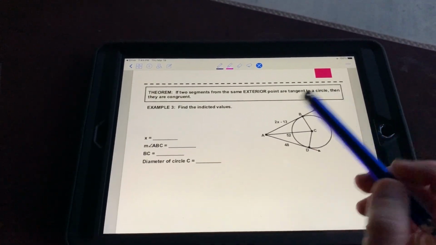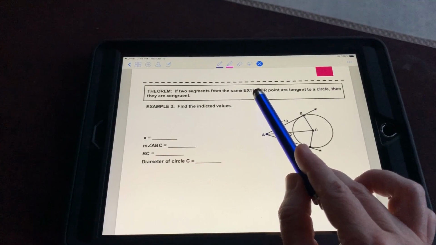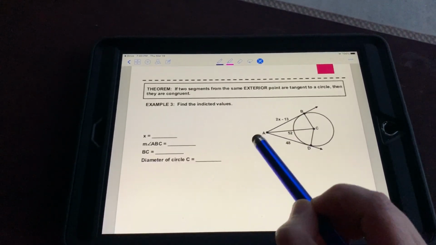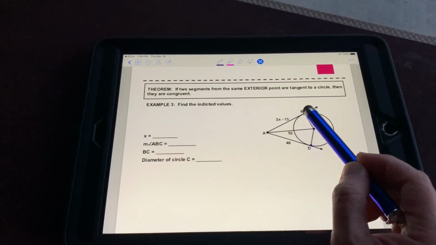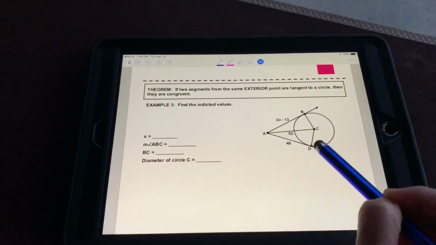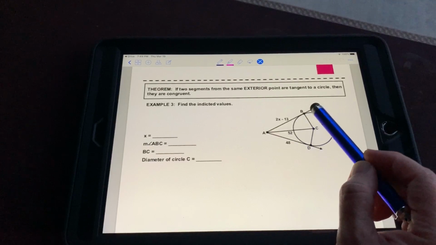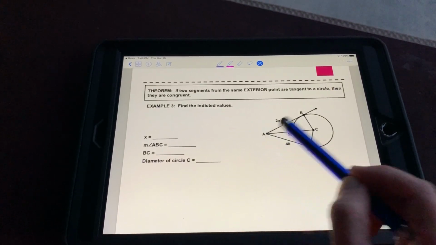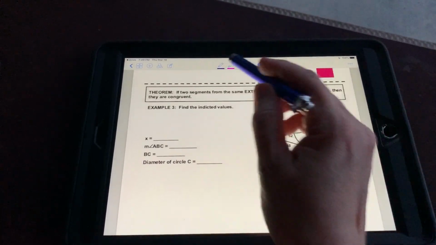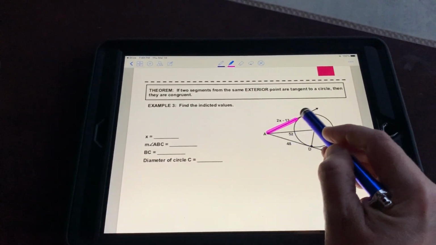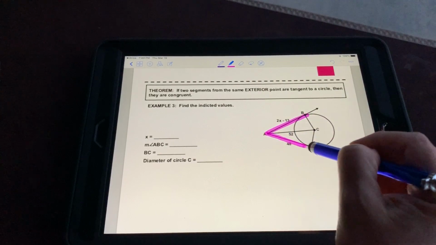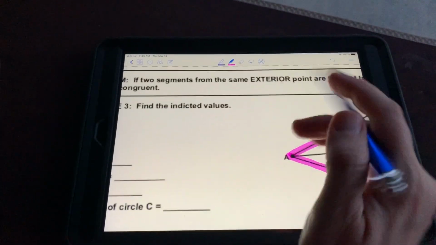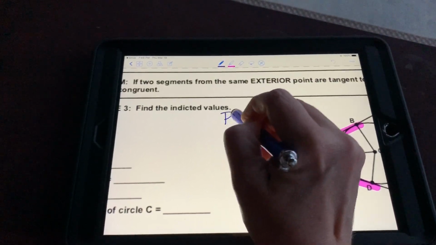Next theorem says that if two segments from the same exterior point, so it's talking about point A here, are tangent to a circle. Remember, tangent means it hits a circle at only one point. So you have tangent line AB, tangent line AD. They're both coming to the same exterior point at A. Then they are congruent. So we know that these two lines, AB and line AD, are congruent. And anytime we have two congruent lines, we've talked about all year long that we have to set up part equals part.